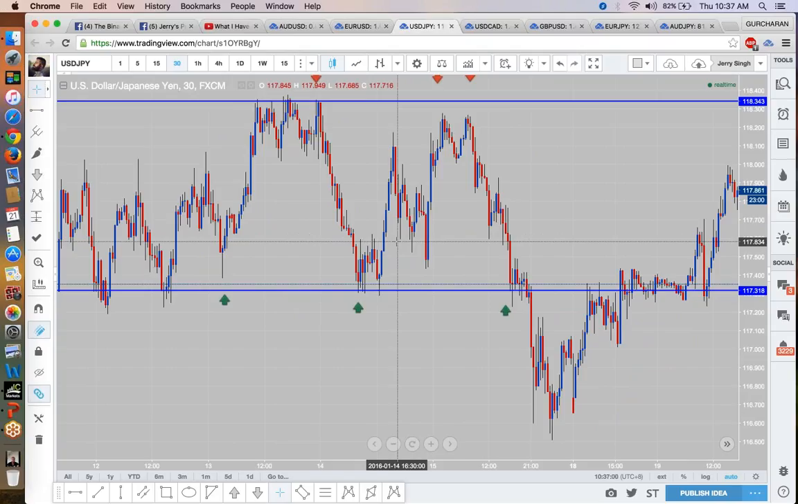Every time I started trading on a clean chart, just looking at supports and resistances. And I'm sure many of you might have done this. If you have done this, I want to congratulate you that you are on the right track.